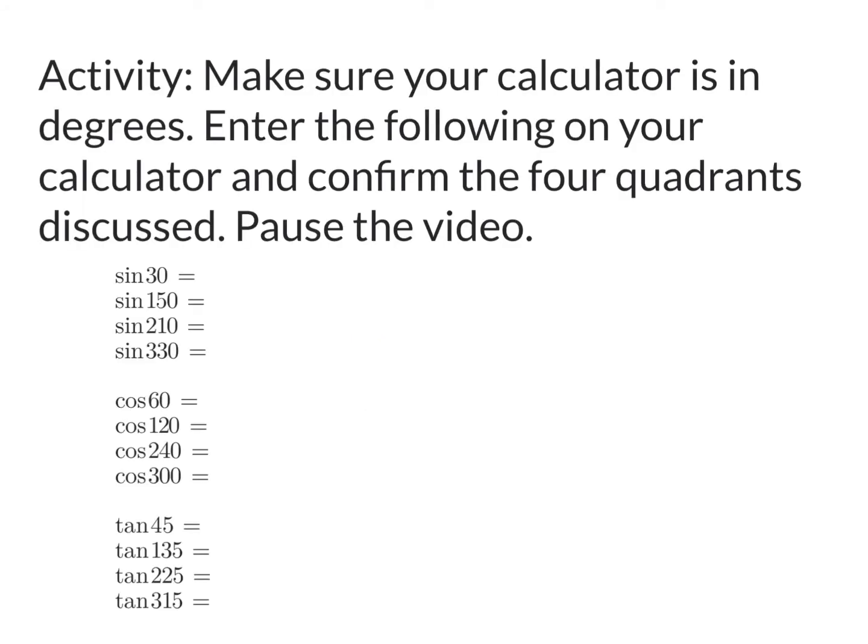So we're just going to have a look at an activity, not an example, just an activity. Just want you to make sure your calculator's in degrees, and you're going to enter each of these in your calculator and just get an answer. So pause the video, just enter them, write down what answer you get for each one, and then we're just going to confirm what we learn about the all stations to Crookwell.